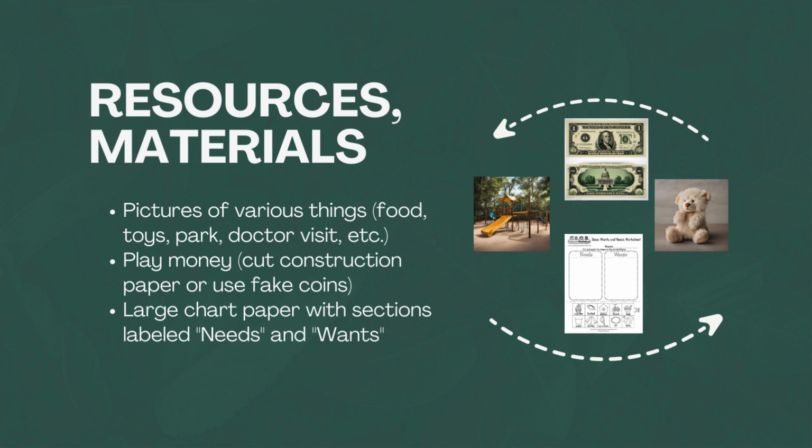Some of the resources or materials that you could use are pictures of various things, such as food, toys, park, doctor's visit, etc. Play money, which you can just cut out or purchase, and large chart papers with sections labeled needs and wants, a simple T-chart.